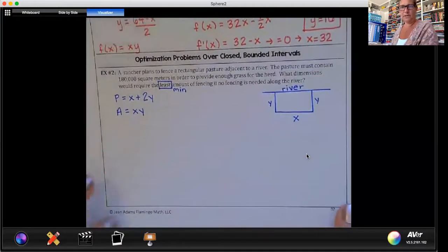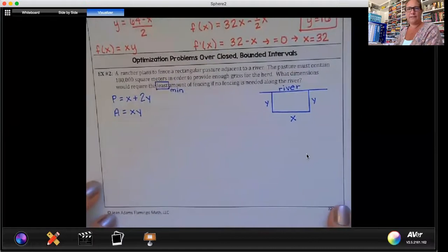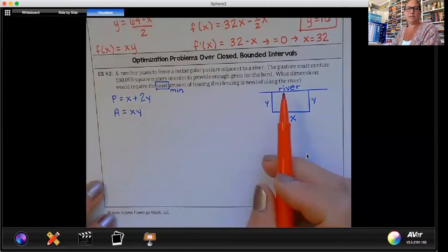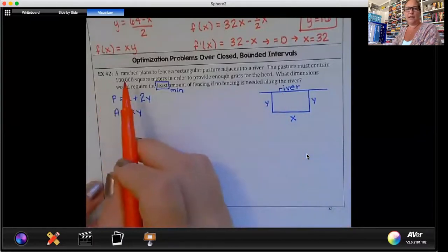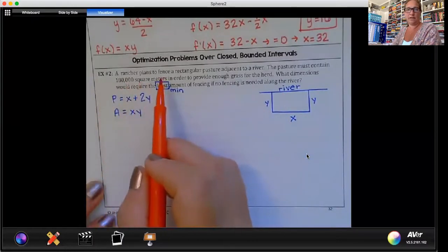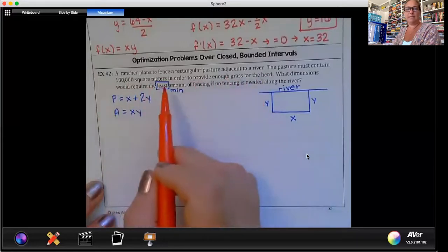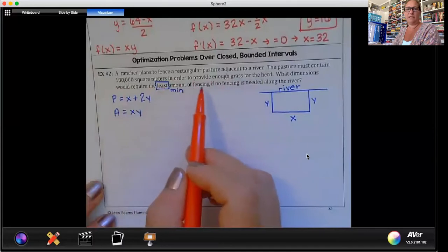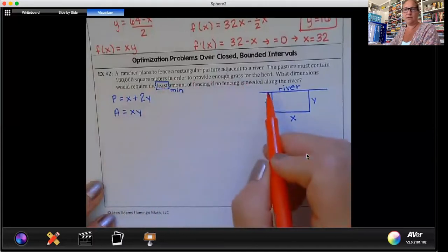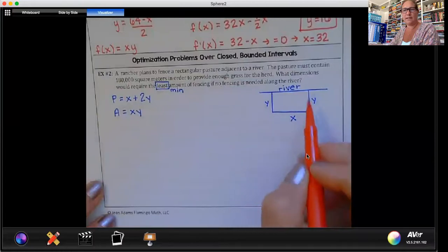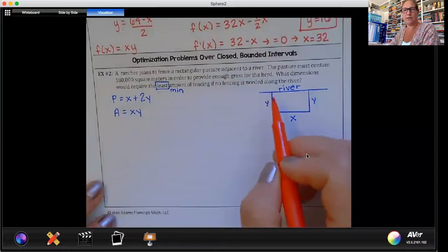Giving you some information here for number two, a rancher plans to fence a rectangular pasture adjacent to a river. The pasture must contain 180,000 square meters, that's your area, in order to provide enough grass for the herd. What dimensions would require the minimum amount of fencing if no fencing is needed along the river? So you don't need any fencing from here to here. So we're going to call this value x and these two values y because they are the same.